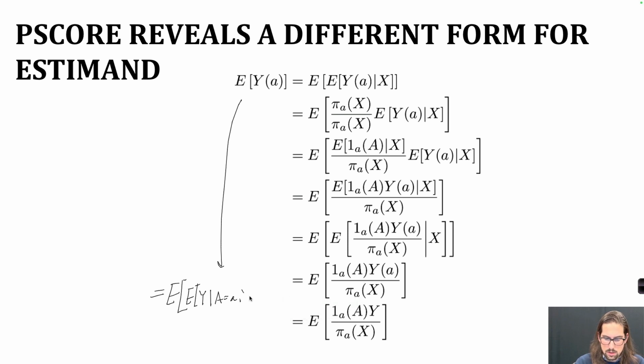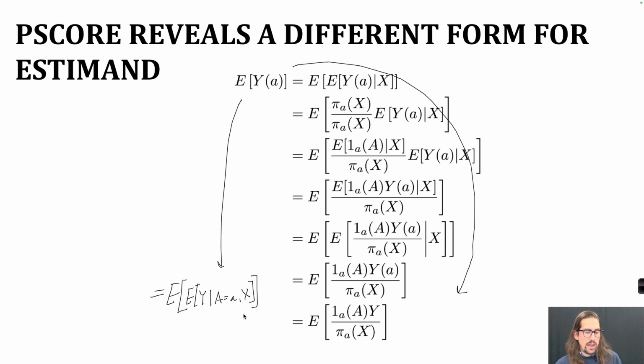A comma x. Okay, but it turns out that if you take this a different way, you can get to a different form of the estimand. So this thing that we end up with looks very different than this, but they actually are the same thing, which is interesting. And the way that you get there is kind of similar.